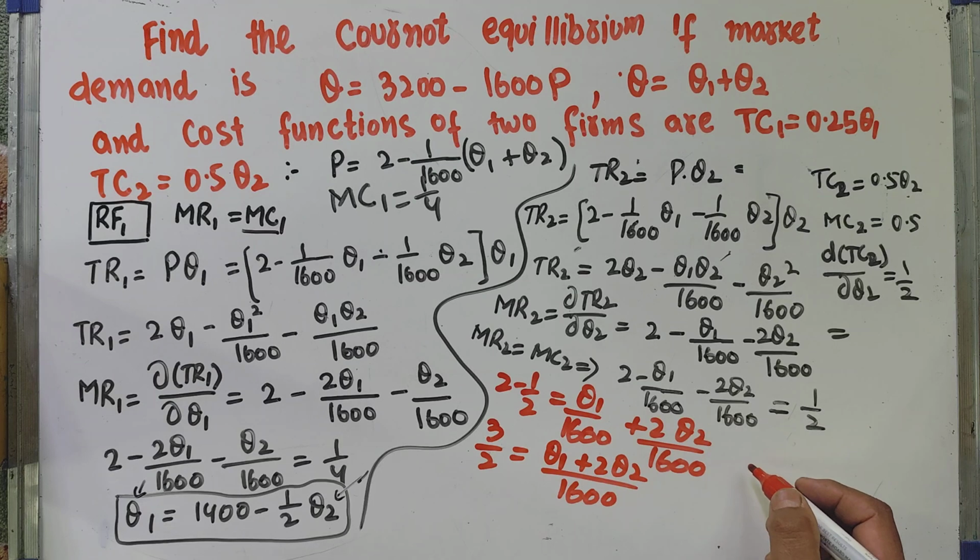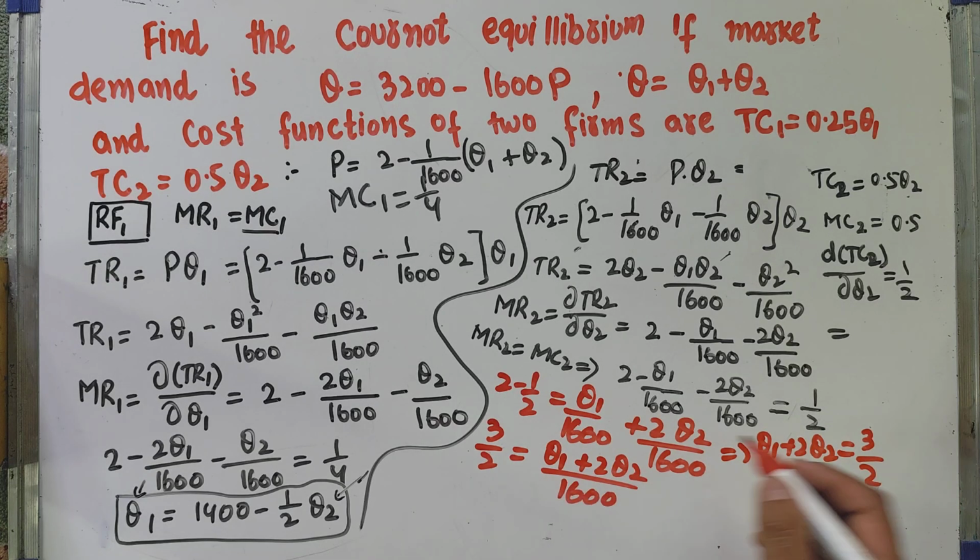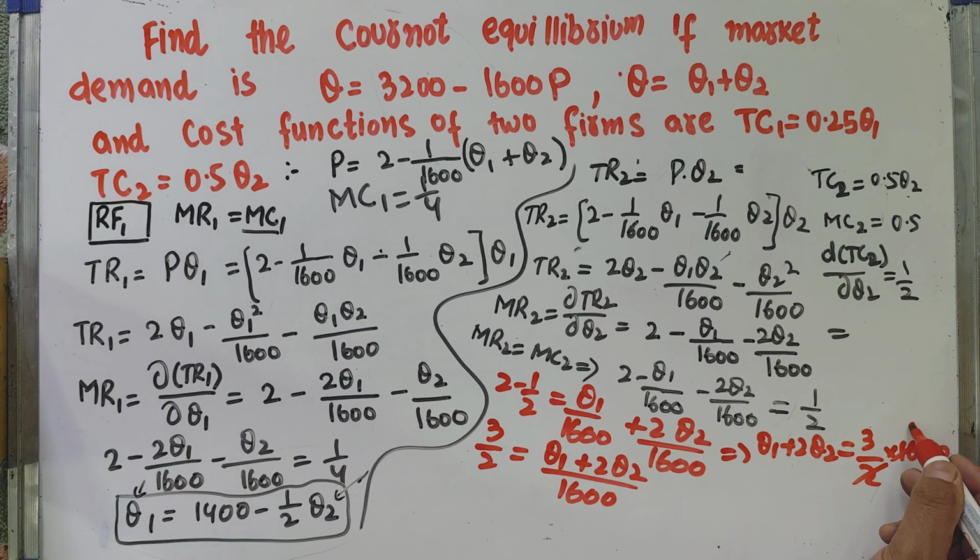Which implies q1 plus twice q2 is equal to 3 upon 2, transpose it here, it gets multiplied by 1600. So 2 ones are 2, 8s are 800 into 3, so q1 plus twice q2 is equal to 2400.